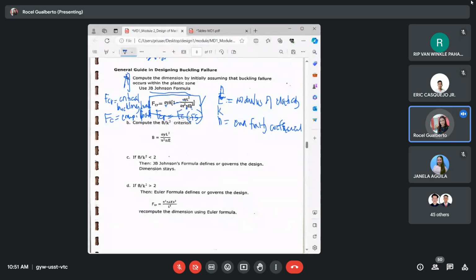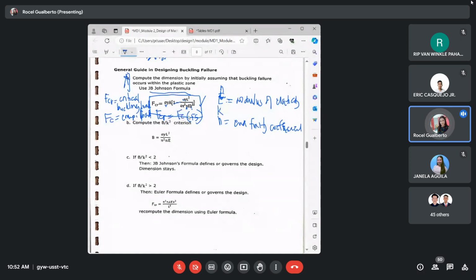Okay? So, yung factor of safety po, doon po rin po natin kukunin sa table 1.1. And same conditions will be applied. Okay? So, yun po yung gagawin natin. Now, dito po sa JB Johnson formula, so isa-substitute po natin lahat ng value until we come up with a dimension. So, meron ka po diyang makukuha na sagot.